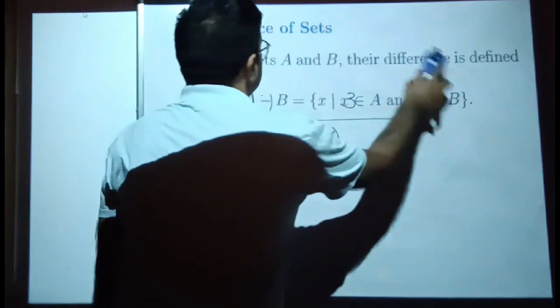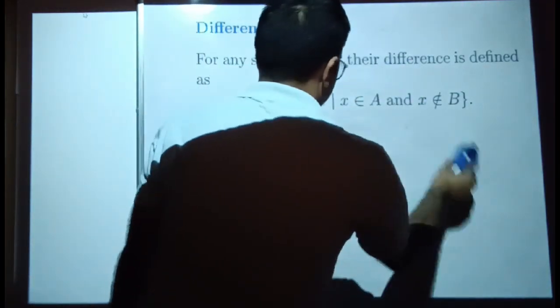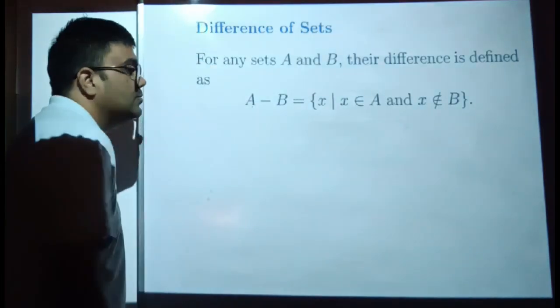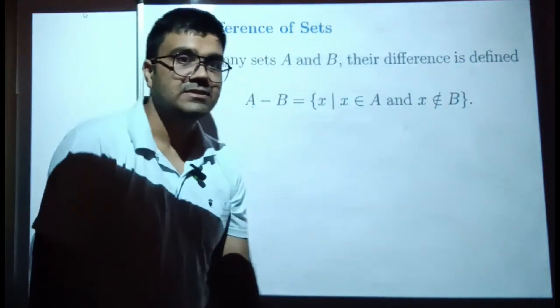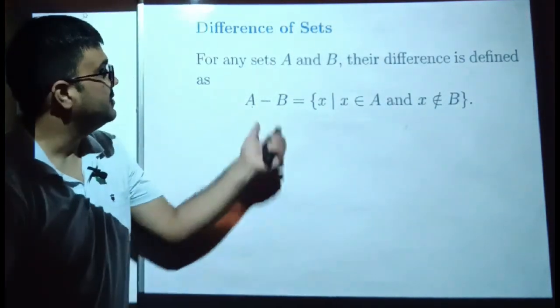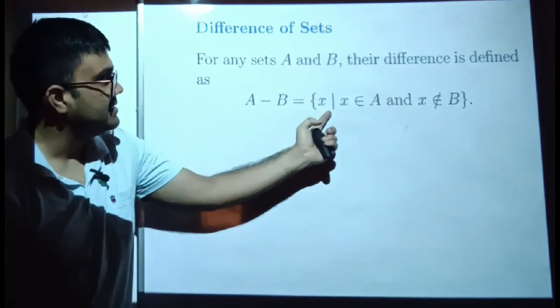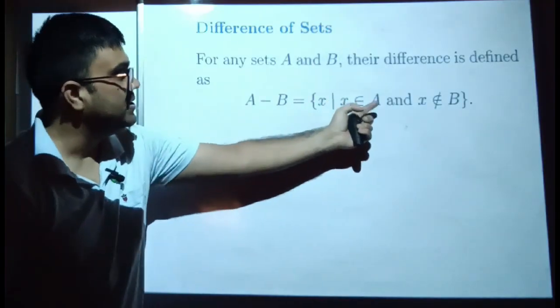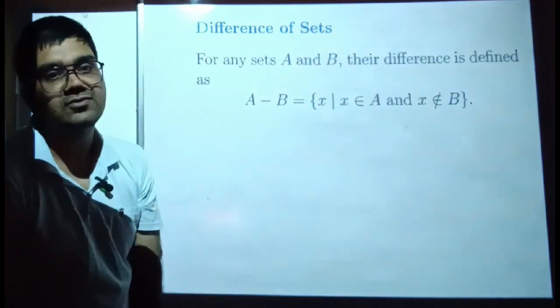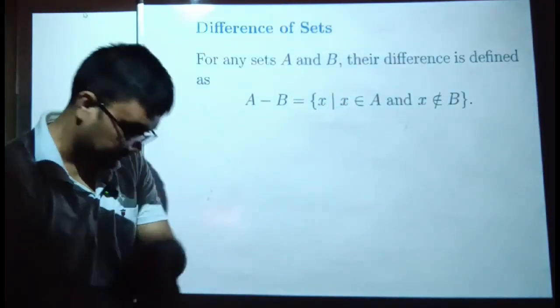Next we have the term difference of sets. Suppose two sets A and B are given to us. Then the difference between the two sets A and B is the set of x such that x belongs to A and x does not belong to B.